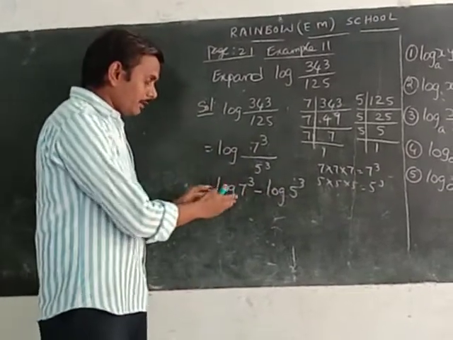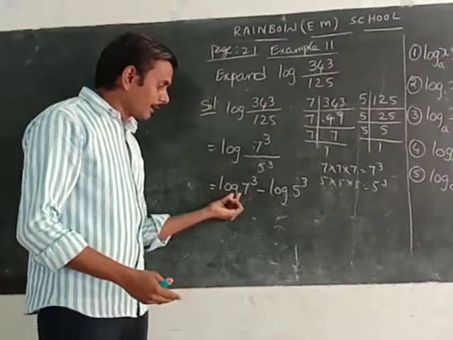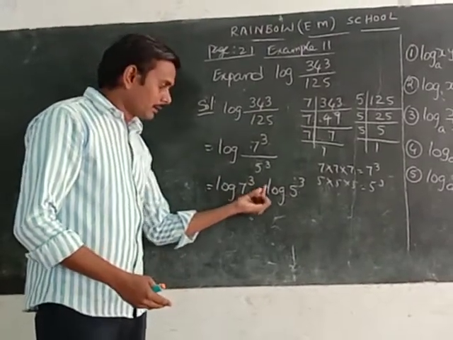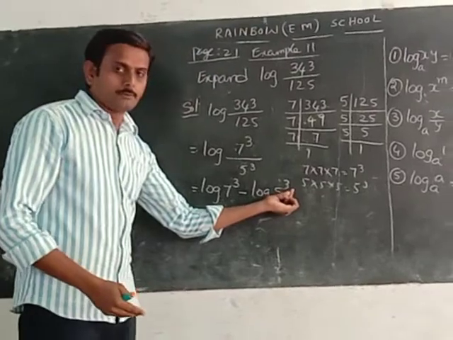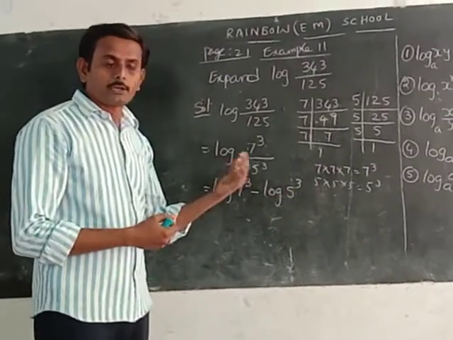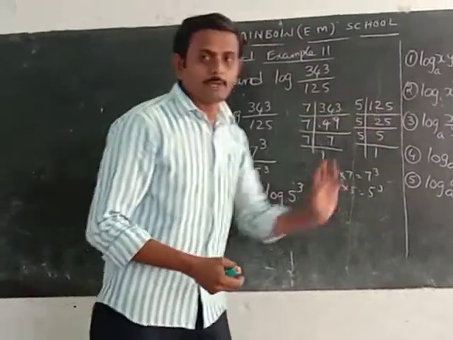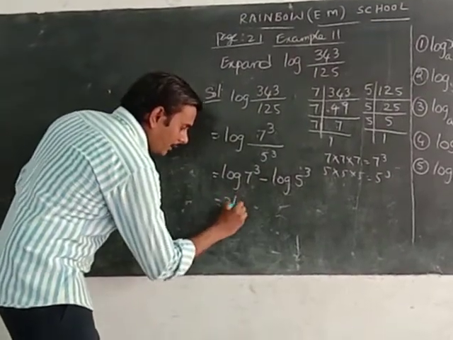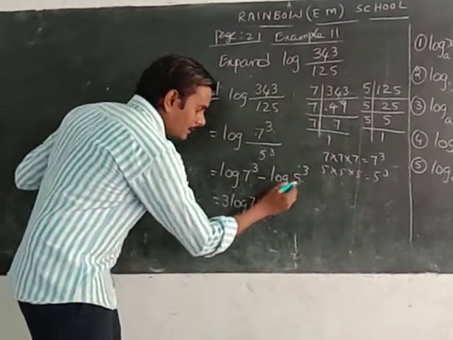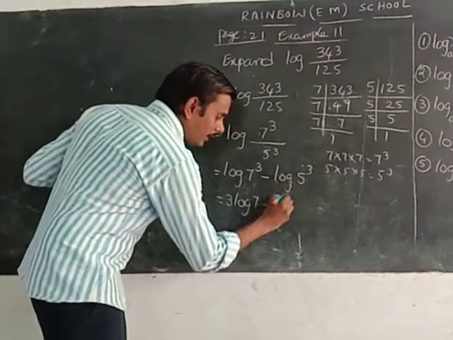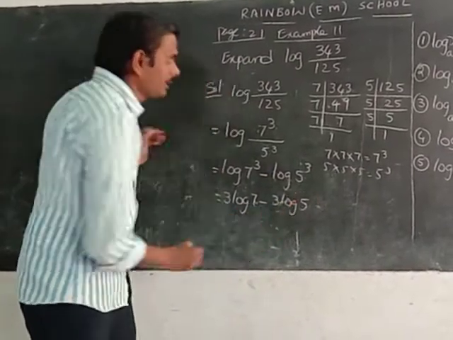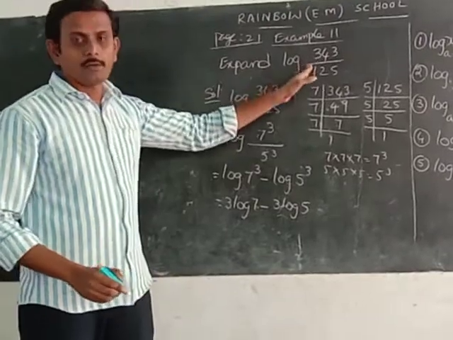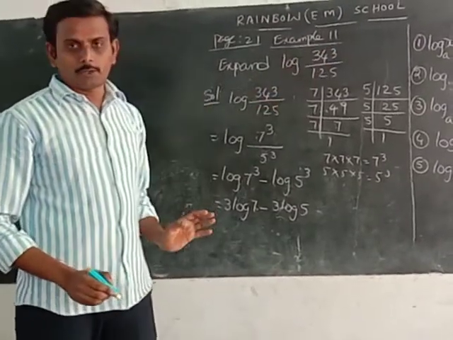If you observe here, again it is in the form of log x power m minus log x power m. Log x power m, what can we write here? m log x. That means write the exponent before the log. 3 log 7 minus, again log 5 cube means 3 log 5. This is the expanded form for the given log 343 by 125.